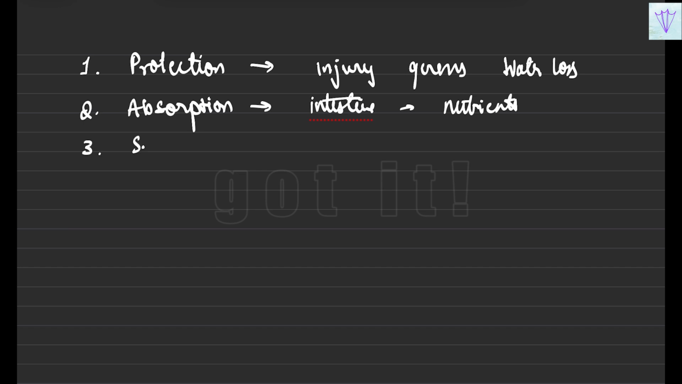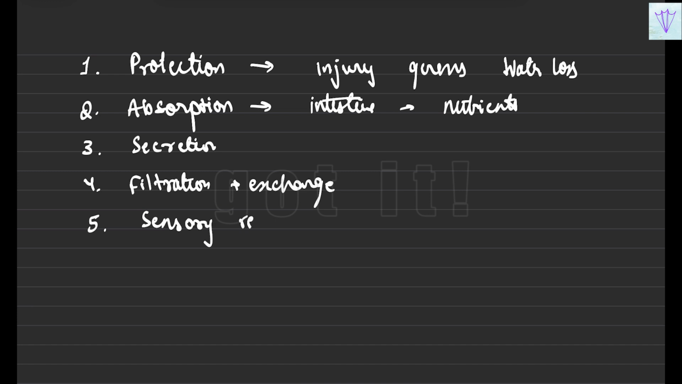The third one is secretion. So the glands secrete hormones, sweat and saliva. And the fourth one is filtration plus exchange, which you will be studying in detail when you read the classifications of these epithelial tissues. And the fifth one is sensory reception. The cells in nose, ear, skin will detect the stimuli. So this is what we say, it has sensory reception.